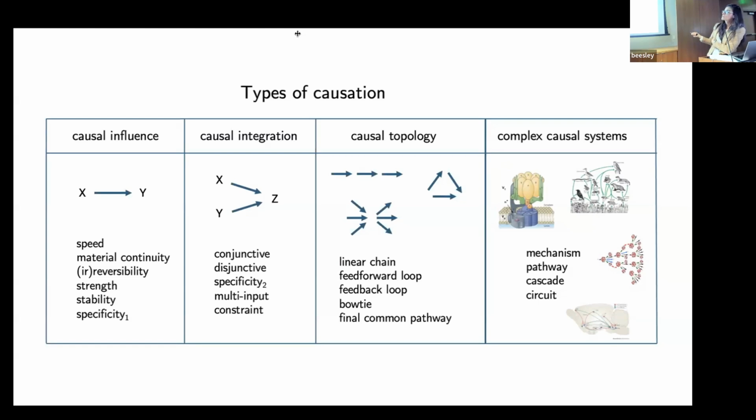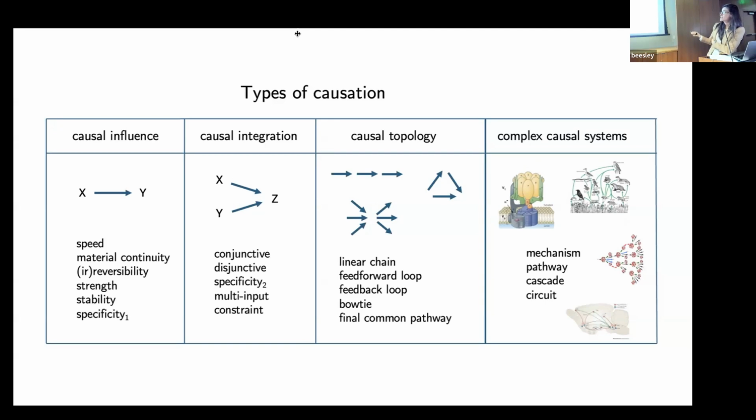We can start first at what you might think of as the most basic level of causality, which is a single causal step. There are many types of differences across causes at this scale. They can differ with respect to speed, material continuity, whether they're transferring material from cause to effect, whether they're reversible or irreversible, their strength, stability, and specificity.